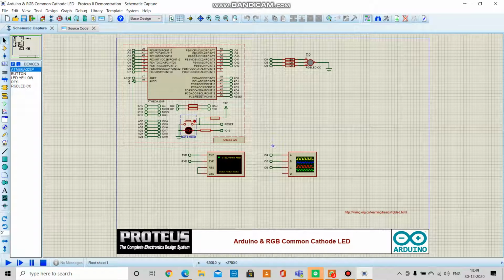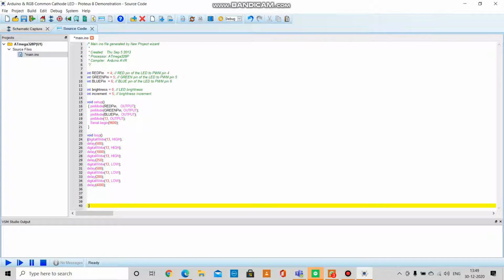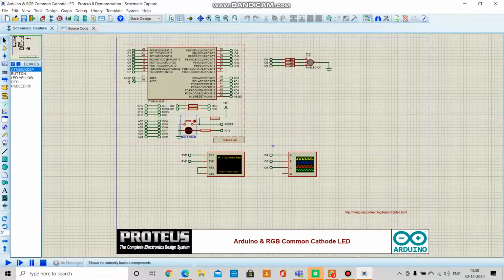This is the second part, that includes Arduino and an RGB common cathode LED. This is the schematic diagram of this, and this is the code which I have written. Now I have to play this button.